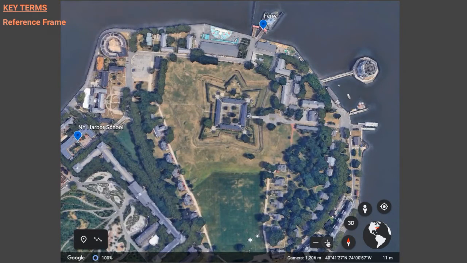Let's picture the following scenario. You get off the ferry with your skateboard and you ride your skateboard down the main road and it takes you 3 minutes to get to the harbor school.